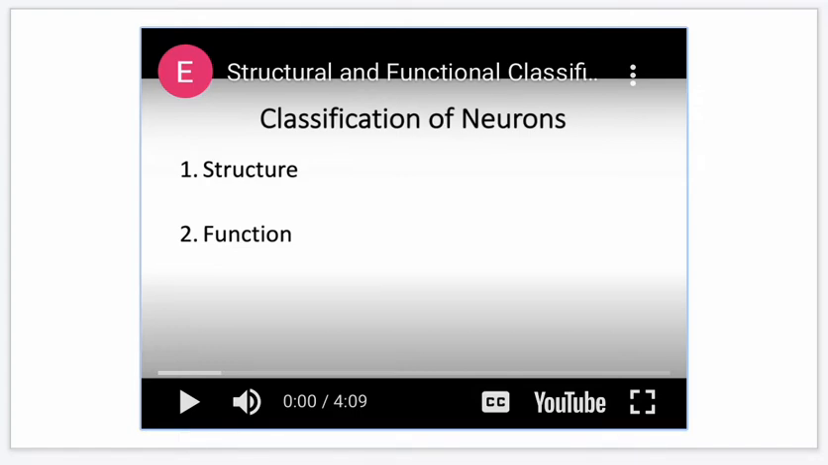Everyone. Today we are going to do part 2 of your nervous system. So, from part 1 we have discussed the structural and functional classification of your neurons. So, this is a good visual aid for it.